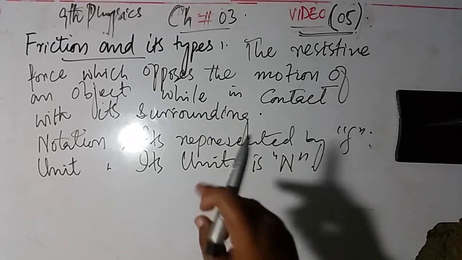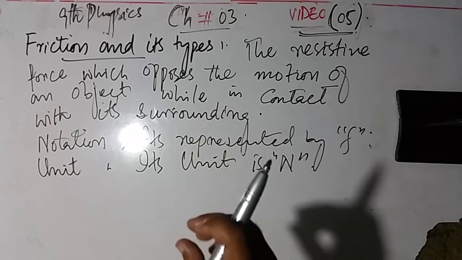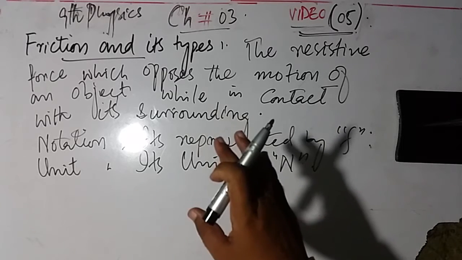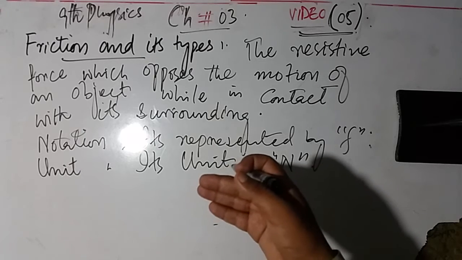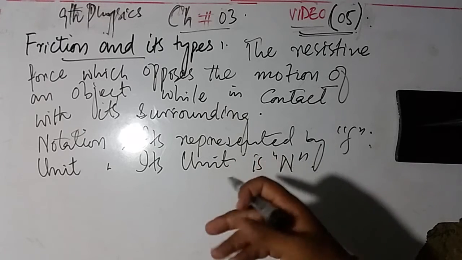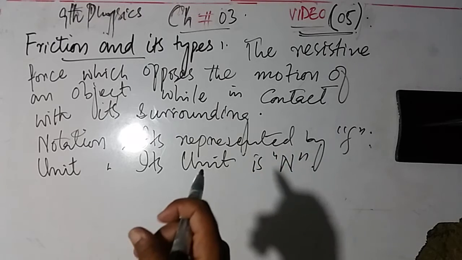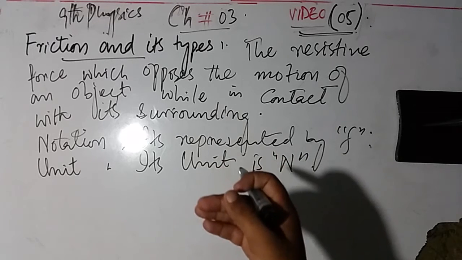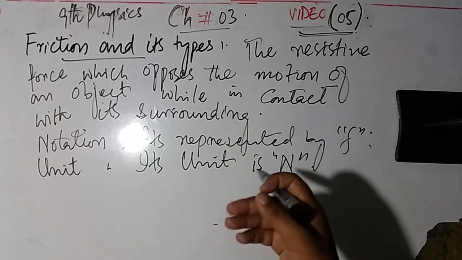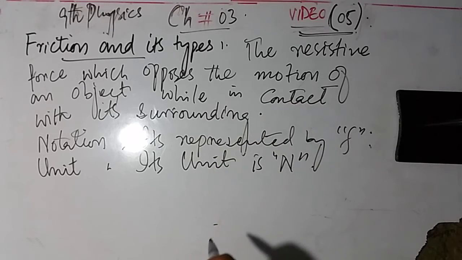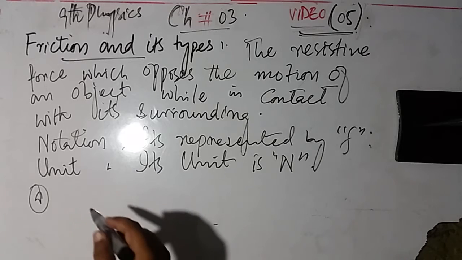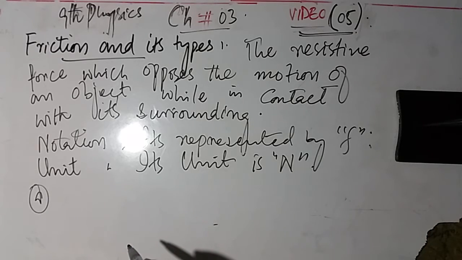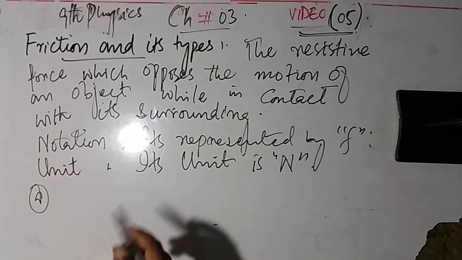When a body is stationary, what kind of resistive force will be between the surface of that object and the other surface? And when a body is moving, what kind of resistive force will work against the motion of an object?